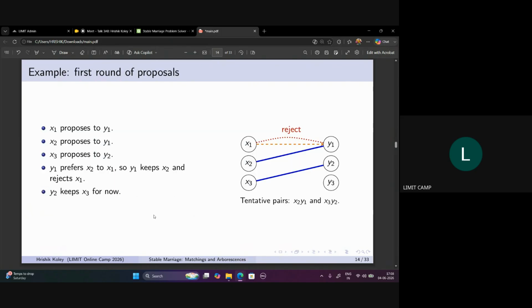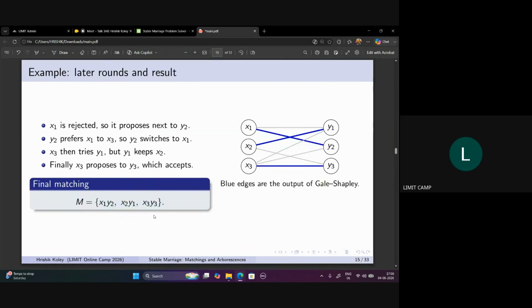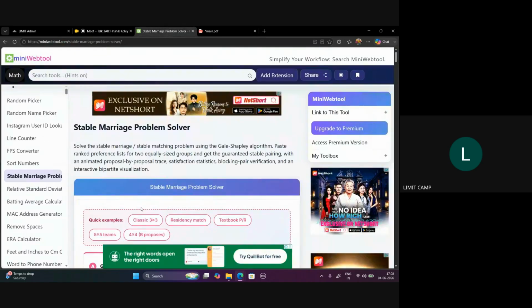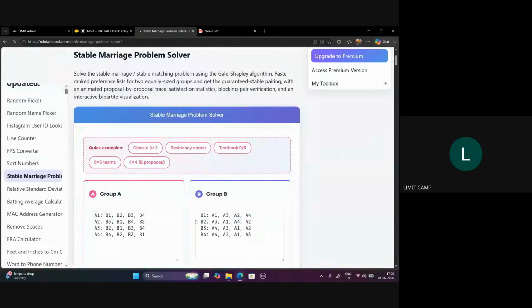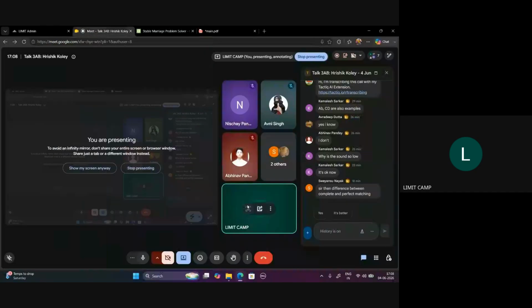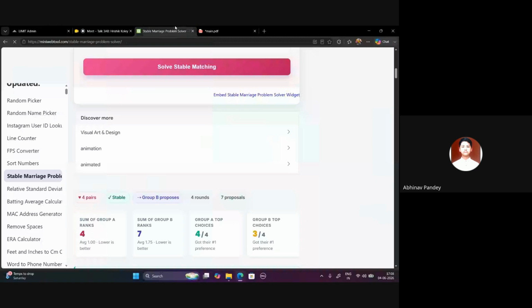So yeah, maybe this will be a very boring example, so I'll just show you a kind of animation. Okay, is this website visible? Yes, sir, it is.